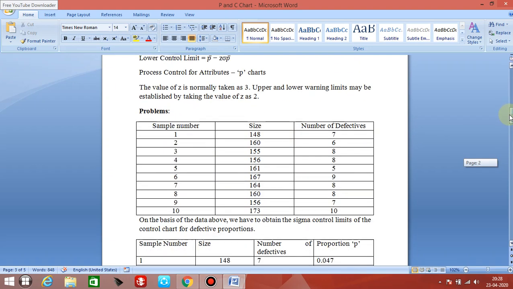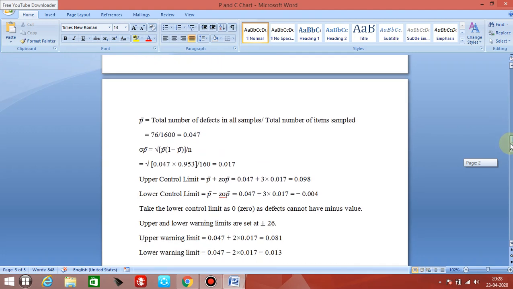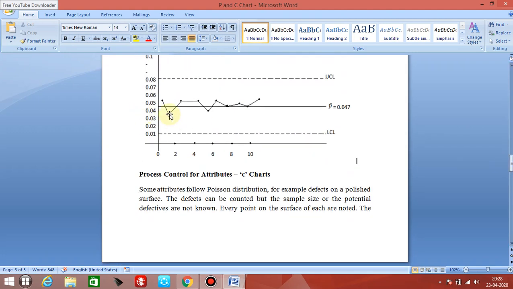Next one we have 0.038, so it will be below the central line. Like that you have to plot all the dots according to the sample numbers. Then you have to join the dots with a straight line. Now you have to see, under the 3 sigma control limit, whether any of the dots is going outside the upper control limit or going below the lower control limit.